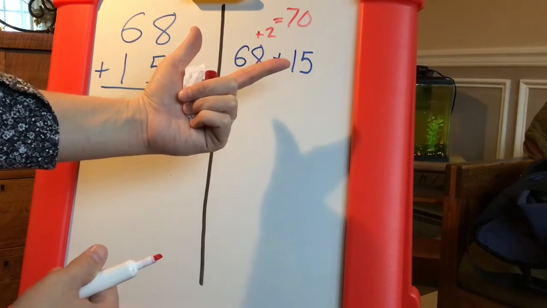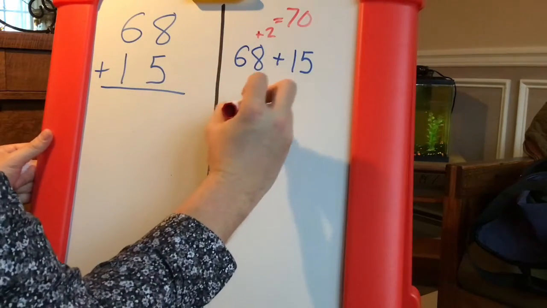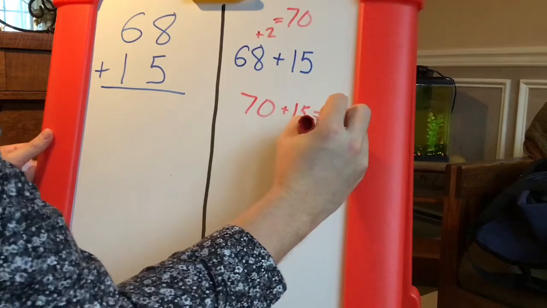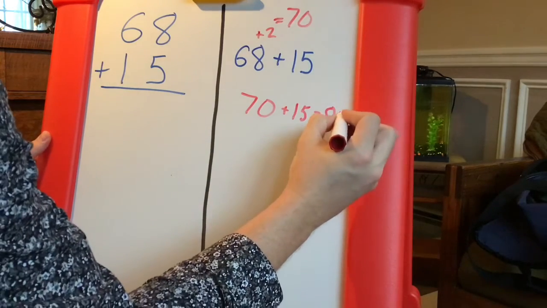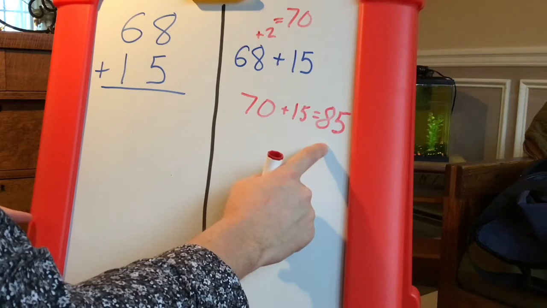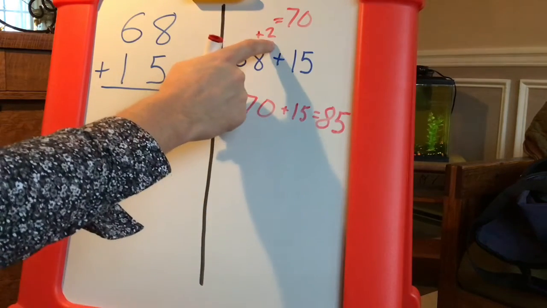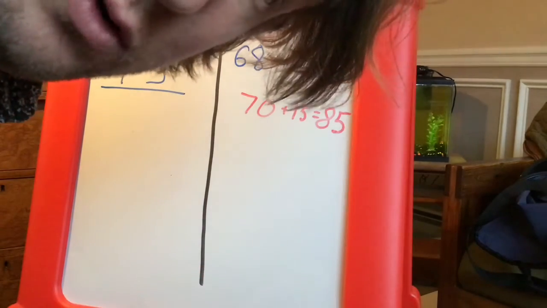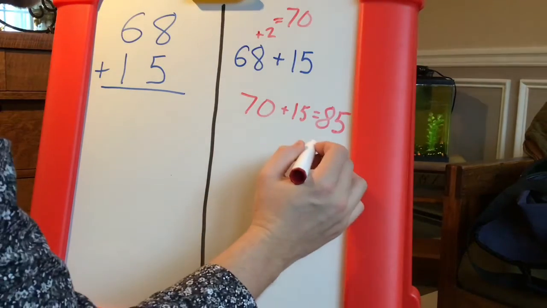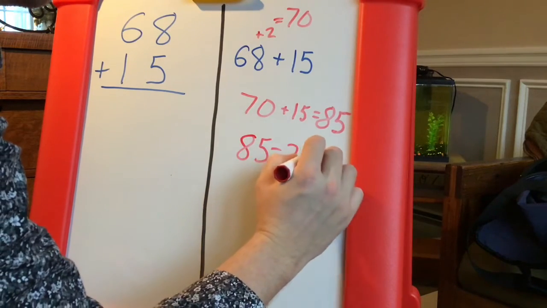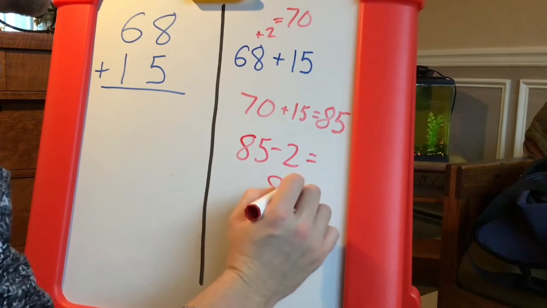All right. So if 70 plus 15 is 85, what do I have to do at the very end with the 85? I'm not done. I added 2 up here. So I have to take those 2 away real quick. That's fine, I can easily do that. 85 take away 2, 83.